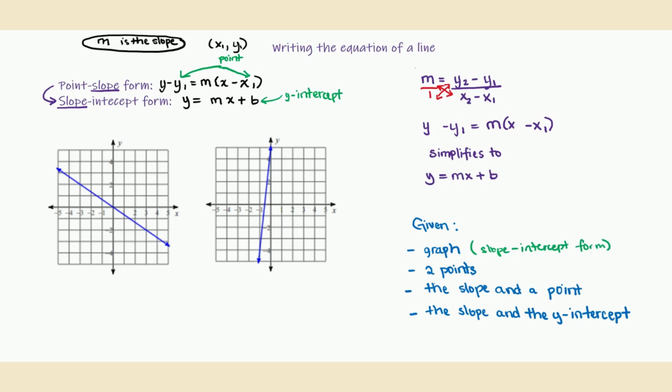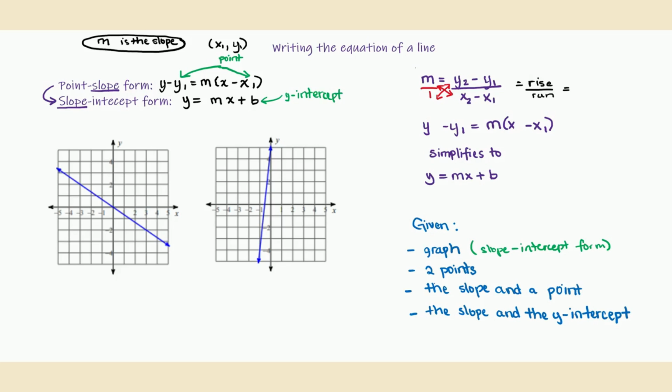Because we can see the y-intercept here, which is where the graph or the line crosses the y-axis, and we can easily find the slope. Even though we can use the formula y2 minus y1 all over x2 minus x1 to find the slope, which would require 2 points, we can also recall that slope is rise over run.